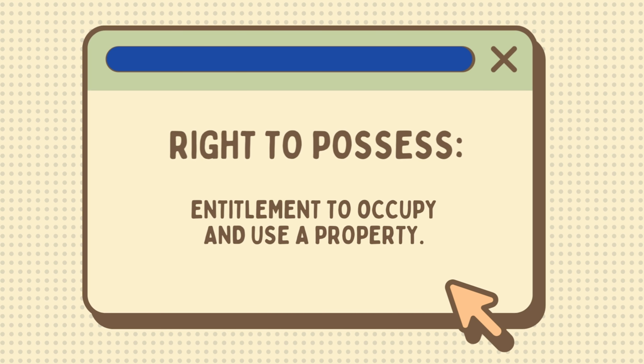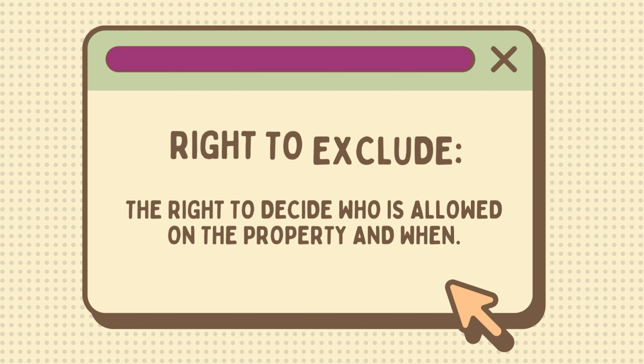The right to possess seems pretty obvious. It means that you can go and possess the property. It's yours. You can use it the way that you want. Another example is the right to exclude. That means that you don't have to let everybody on your property. It's not public. So you can make the rules about who is allowed on your property and who is not.